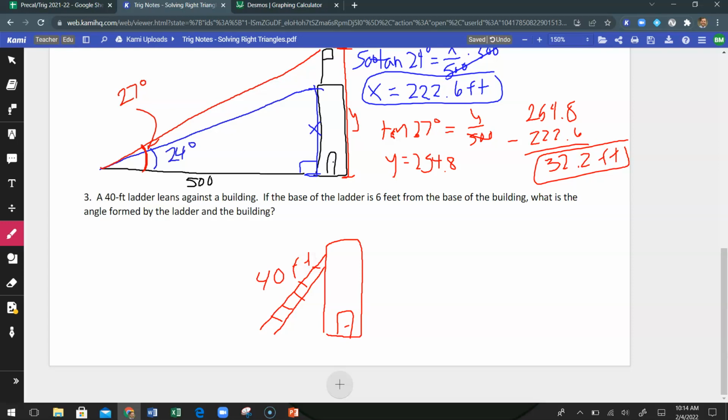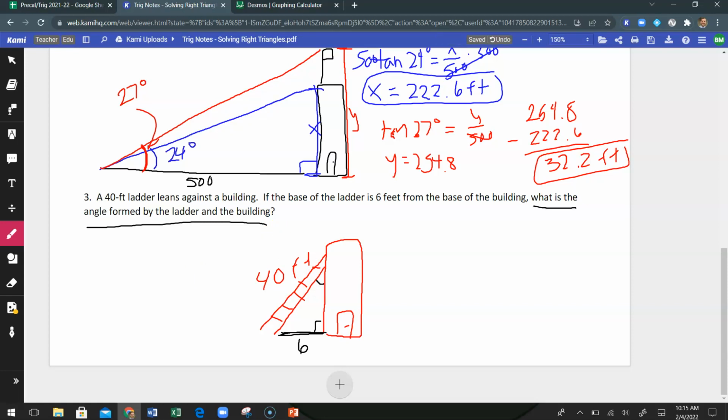If the base of the ladder is 6 feet from the base of the building, so I know that this distance right here is 6 feet. What is the angle formed by the ladder and the building? Well, you need to be very clear on which angle it is that you're trying to solve for. Because what we have is the ground and the building, that's a 90-degree angle. We also have the angle formed by the ladder and the ground, which would be this one down here. But we're being asked to find the angle formed by the ladder and the building, which means we're being asked to find this angle up here.